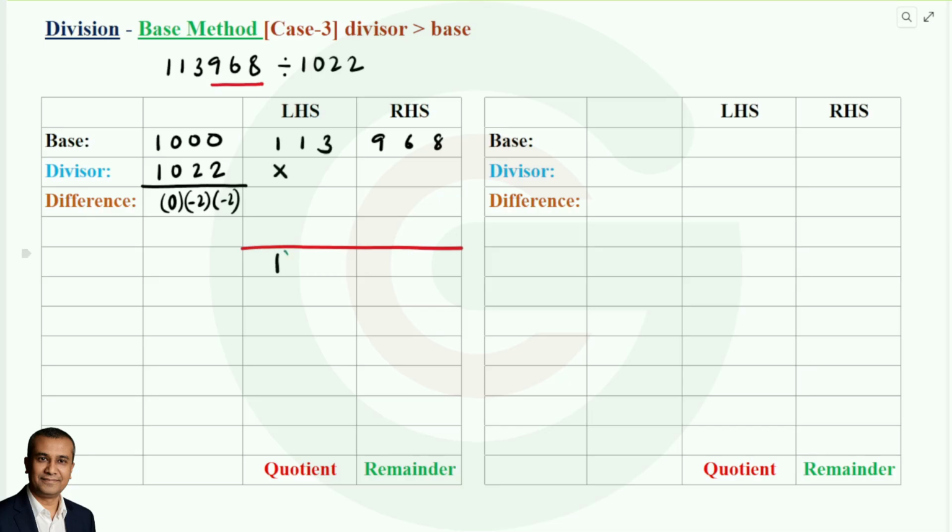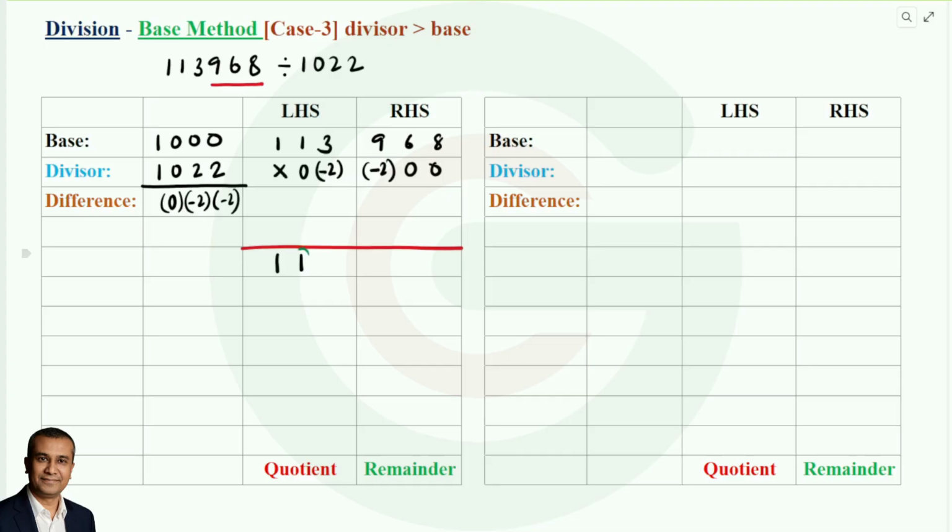Now this 1 has to be multiplied with 0, minus 2, minus 2 individually. So here you have to be very careful. We have to multiply this 1 with each digit in the difference. So 1 into 0 is 0. 1 into minus 2 is minus 2. Put it in brackets so that there is no confusion. Next 1 into minus 2 is again minus 2. Remaining things we just have to put 0. Next we need to add these two numbers, 1 plus 0. So 1 plus 0 is 1.